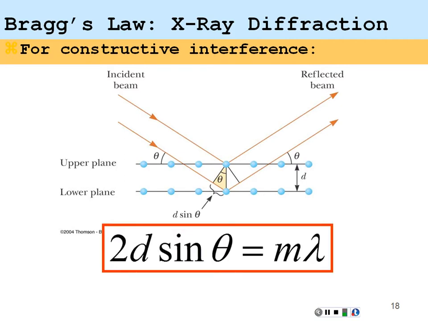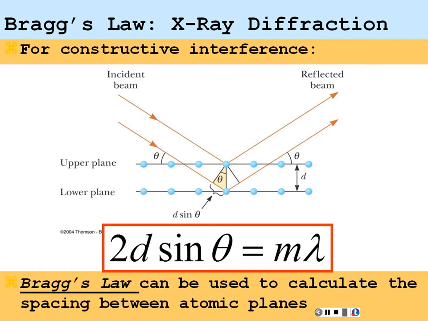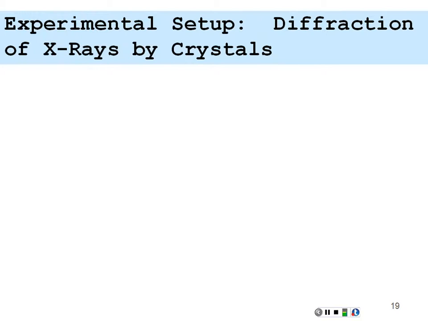So 2d sine theta equals an integral number of wavelengths if we have constructive interference and actually see an interference dot corresponding to these planes. Hence, knowing the wavelength and the angle and doing some geometry, you could calculate the spacing between these atoms, and hence get some information about the crystal structure. So Bragg's law can be used to calculate the spacing between atomic planes.